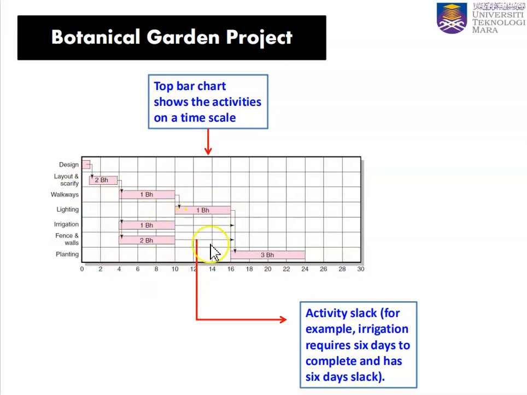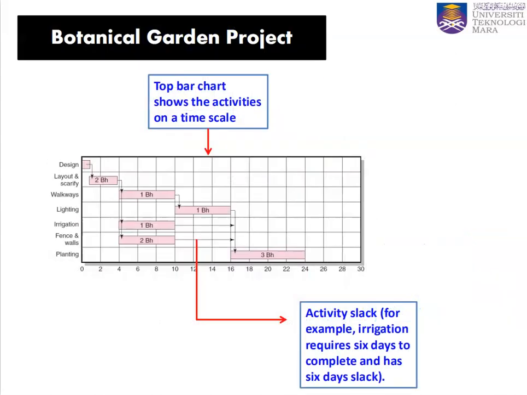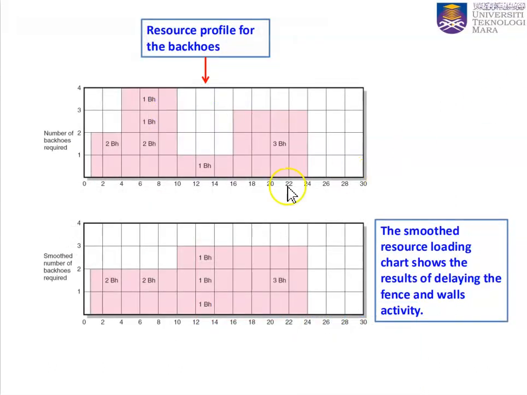So we can move this activity as long as we don't exceed the planning time. Okay, so that means we can move the fence and wall, which is using the 2 backhoes, and we can move the irrigation. Okay, so with that, level of smoothing, only 2 backhoes that we use.